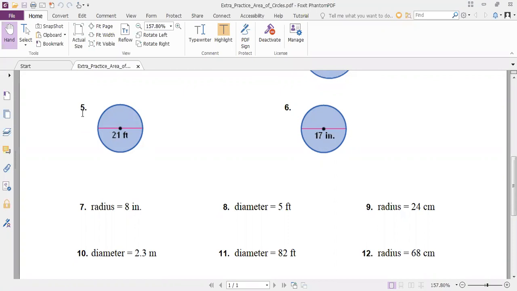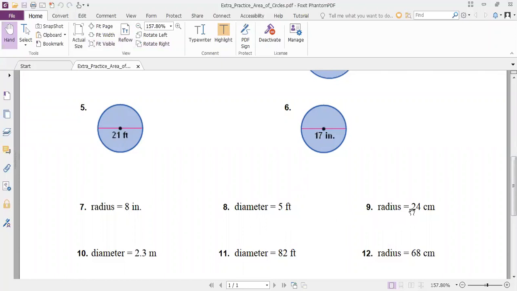So 2.5 to the power of 2 equals 6.25, and 3.14 times 6.25 gives 19.625. So what do we have in this case? 19.625. It equals 19.6. Excellent.